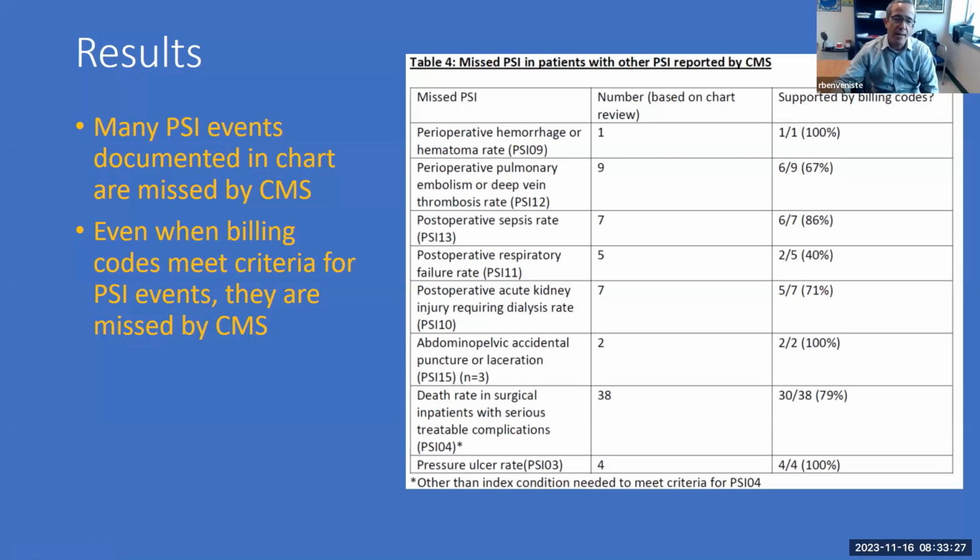This, by the way, I think is one of the reasons why Jackson administration blocked this research from happening for, there's a number of other reasons, but blocked this research for more than a year. There are a lot of patients who had PSI events based on chart review, even based on billing codes, that were completely missed by Medicare. So false positives are common, false negatives are very common.